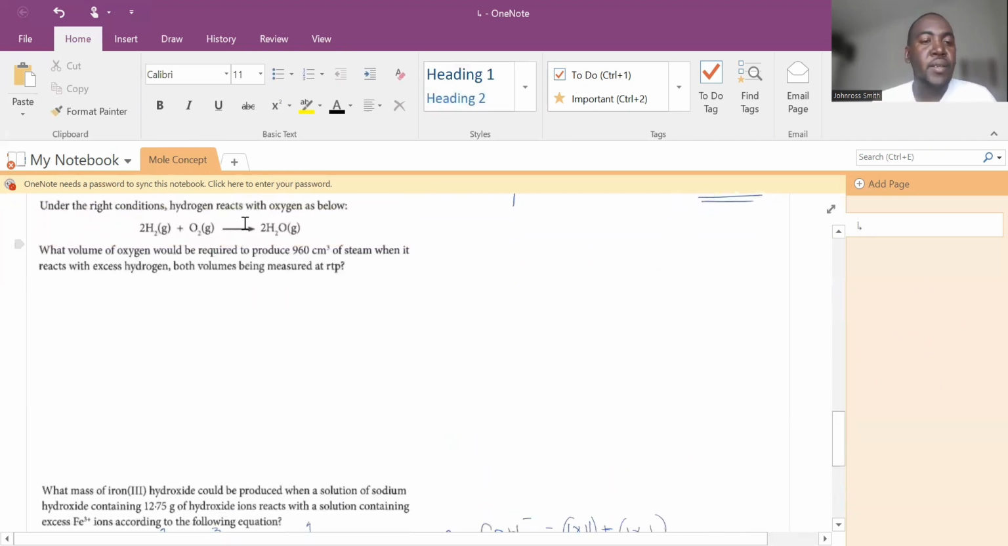All right, so now I'm just going to focus on this one here. I want you guys to try this and leave in the comment section what your answer for this question is, because it says under the right condition, hydrogen reacts with oxygen as shown in the equation. What volume of oxygen would be required to produce 960 centimeter cube of steam when reacted with excess hydrogen, both volumes being measured at RTP. And just for your information, at RTP, the volume value is 24,000 centimeter cube. And we're using this value because it matches with the centimeter cube given in the question.